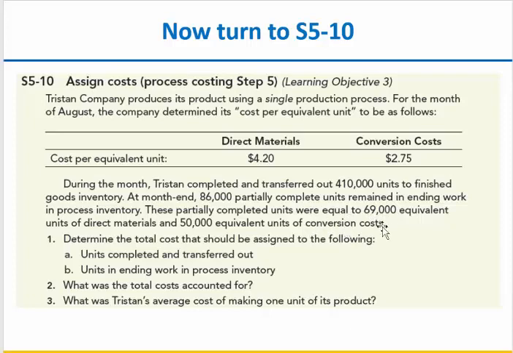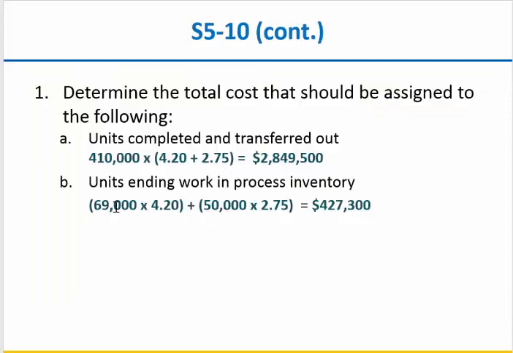In terms of conversion cost, we can only count 50,000. So what's happening here is we probably have to multiply only 69,000 by $4.20 for the total direct materials cost, and 50,000 only by $2.75 for the conversion cost, because these units are partially completed, and in terms of percentage of completion, direct materials has a different number from the conversion cost. So we have to calculate the total cost for each category separately.